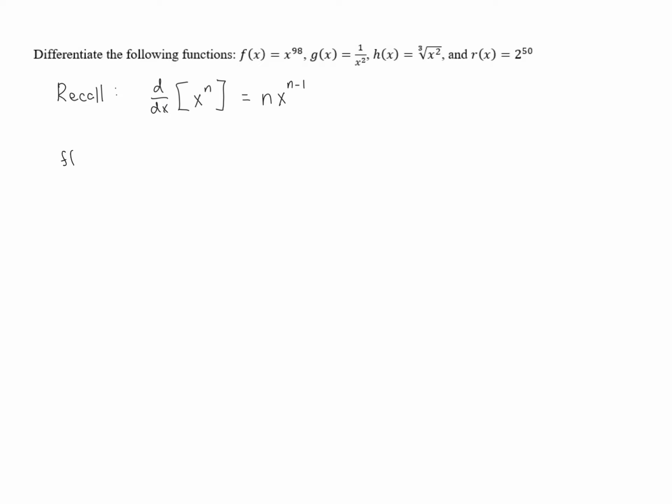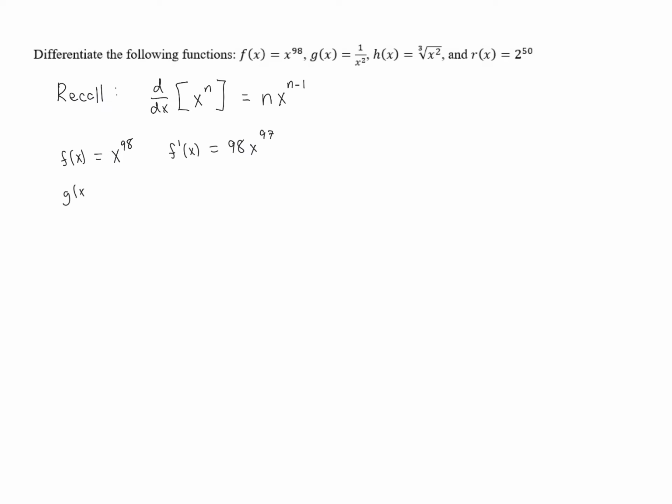We'll start with f of x equals x to the 98th power. Now this is a power of x, just like our power rule involves. And so in this case, n is 98, and that means that when we take the derivative, remember the power goes out front, so that's going to be 98 times x, and then the exponent decreases by 1. 98 minus 1 is 97. So we've got 98 times x to the 97th power.